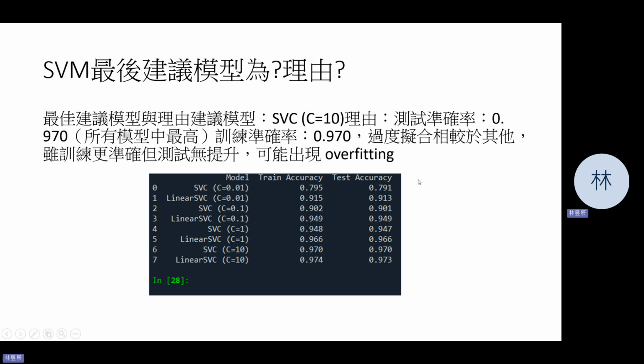Okay, and what is the final model recommended by SVM? The best recommended model is SVC with C equal 10. The reason is the test accuracy is the highest, and the training accuracy is the highest too, but there may be overfitting compared with others. Although the training is more accurate, the test is not improved, which may be overfitting.